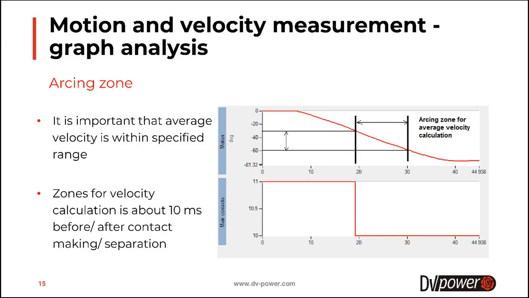The most important parameter that should be calculated in the arcing zone is average velocity. This is because in this zone, when arcing occurs, circuit breaker contacts have to move fastest to successfully open the main circuit and short circuit conditions. The universal zone for velocity calculation is about 10 milliseconds before or after contact making or separation. It depends on whether it is a closed or open operation.